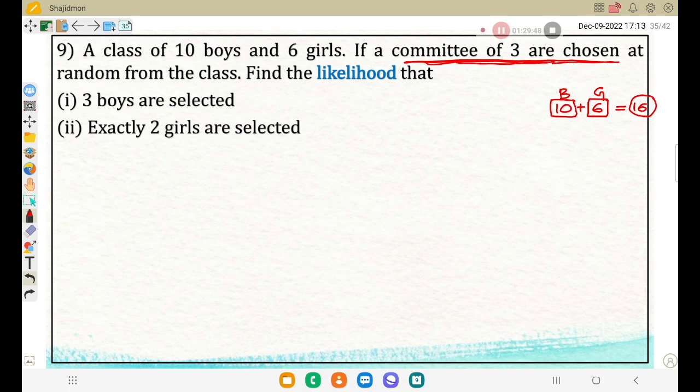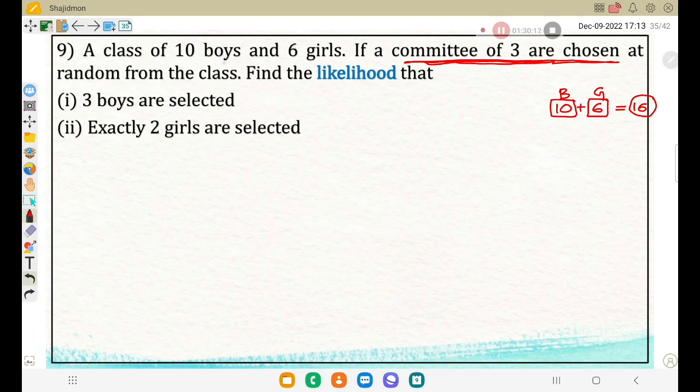Likelihood means the probability, the possibility based on the observed parameters, observed conditions. Both are predictions, probability and likelihood. Probability refers to chance, likelihood refers to possibility. So from this possibility we need to find the probability value, correct?